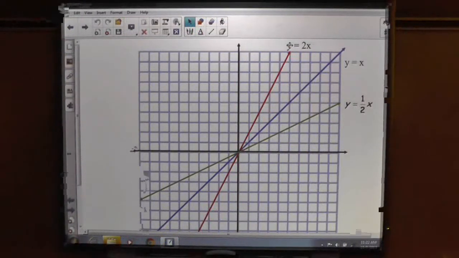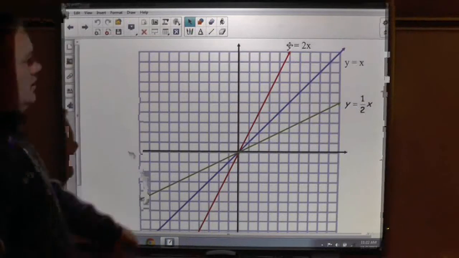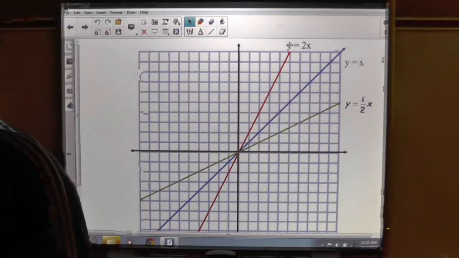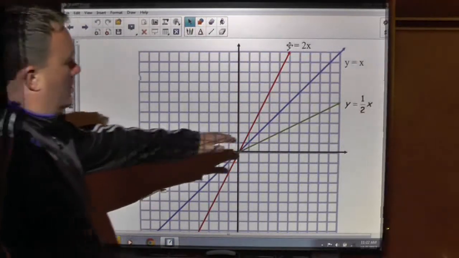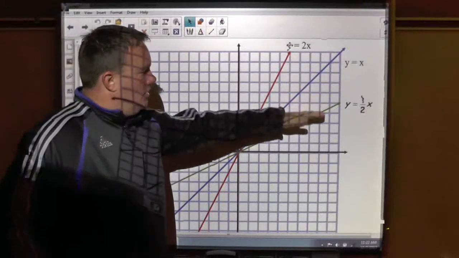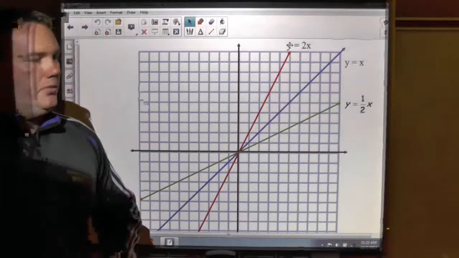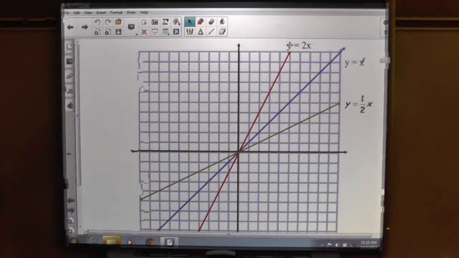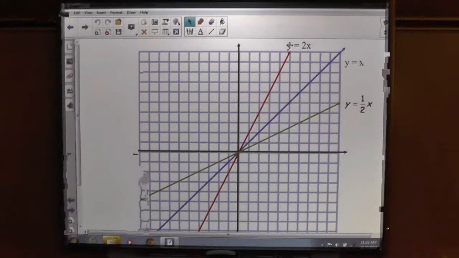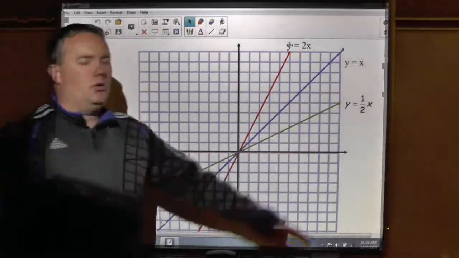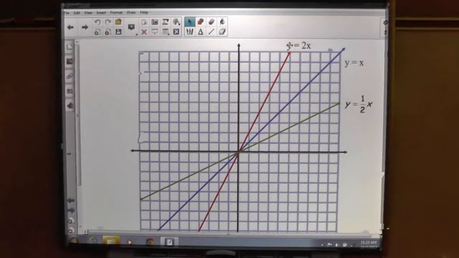So the big key to understand is what the effect on the slope is when we change that number. The higher the number, the steeper the line. Now listen to this, and this is very important. The closer this number gets to 0, the flatter the line. The flattest line you can have is a slope of 0. That's a horizontal line, going straight across. That's as flat as you can go.